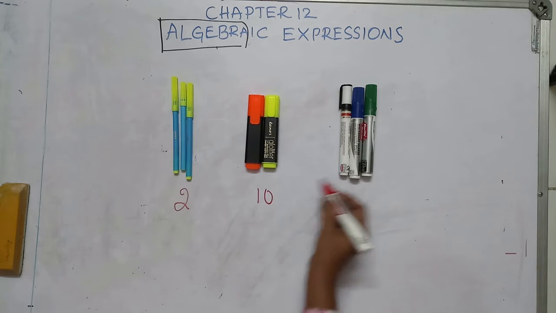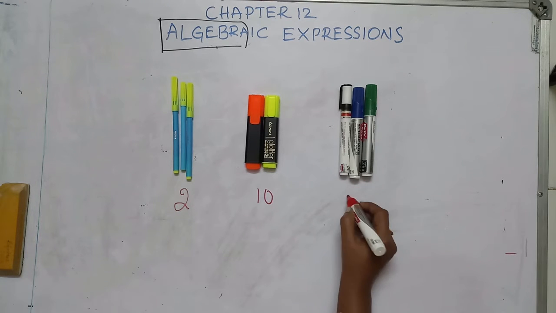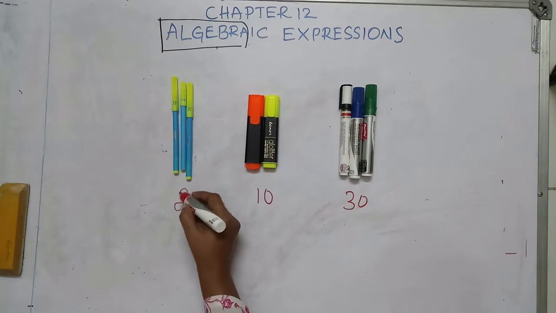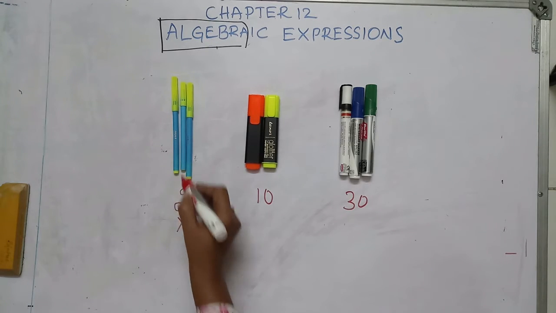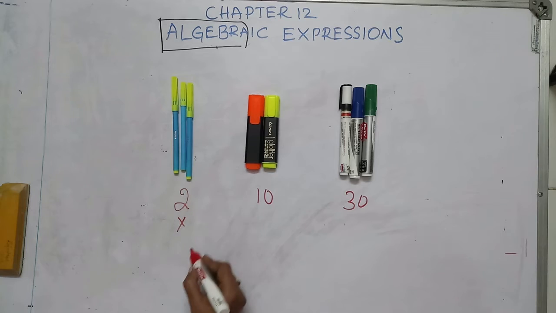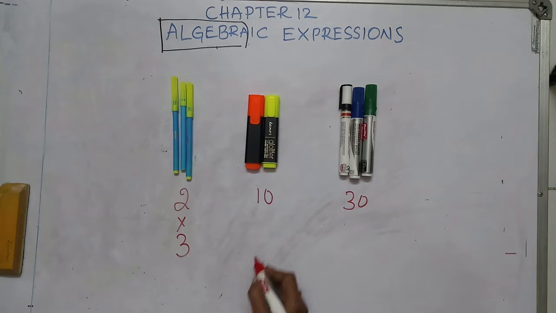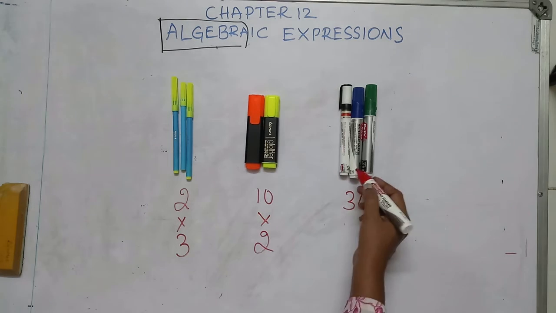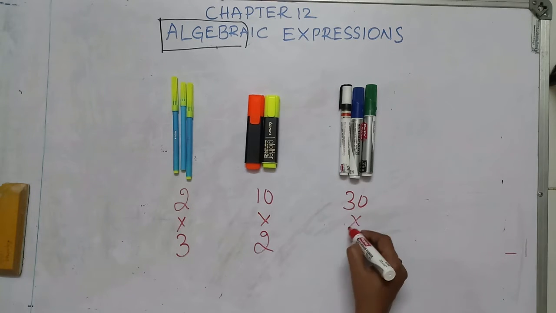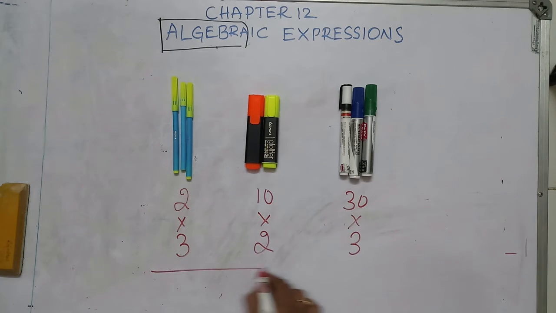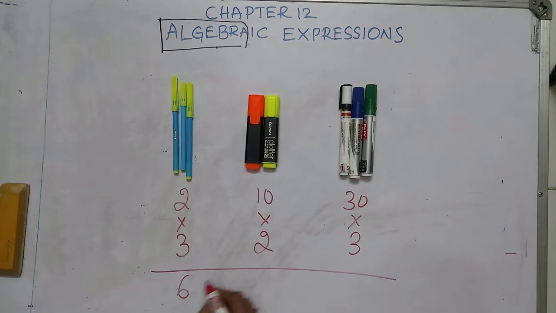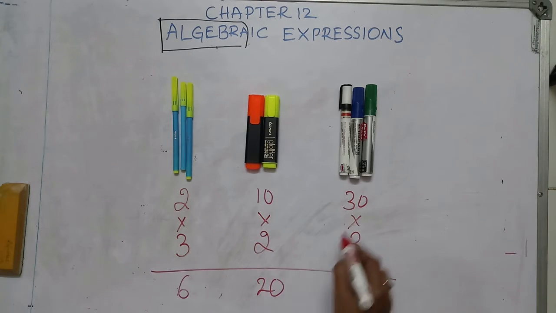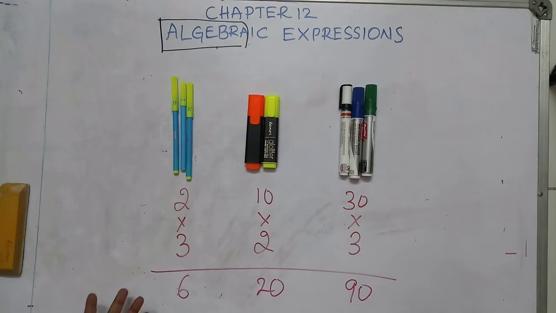How will you calculate? 2 rupees each sketch pen, 10 rupees each highlighter, 30 rupees each marker, right? Then 2 into 3, as 3 sketch pens are there, and 2 highlighters are there, hence 10 into 2. Then 3 marker pens, 30 each, 30 into 3. Then you find the total by multiplying and adding. 3 2s are 6, 2 10s are 20, 3 30s are 90. By adding all, you get the total cost.